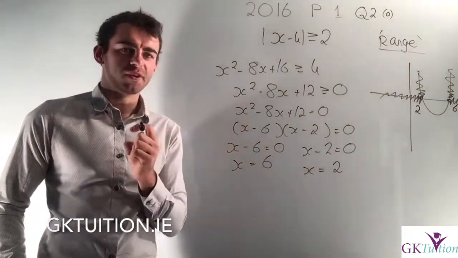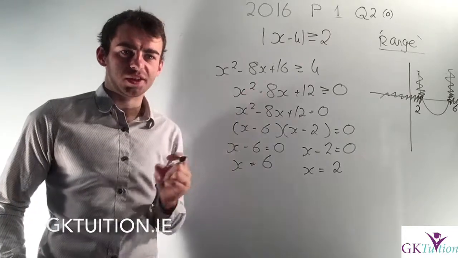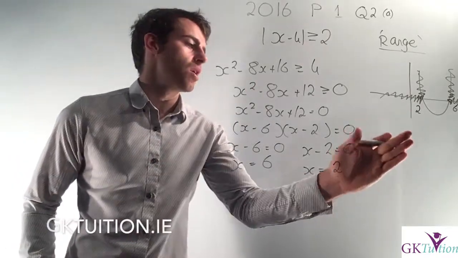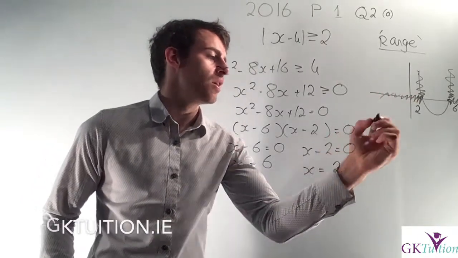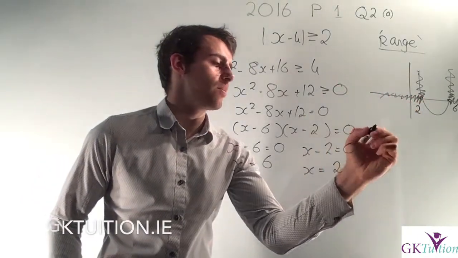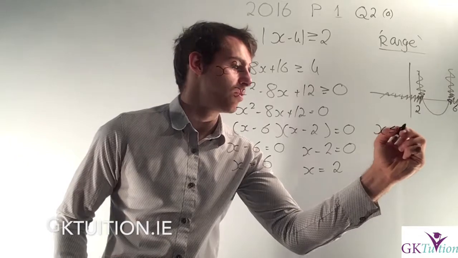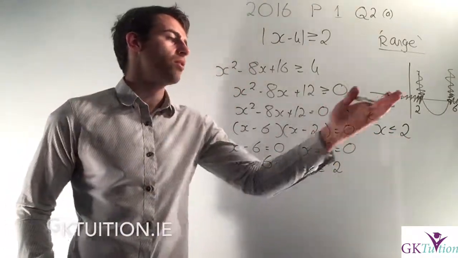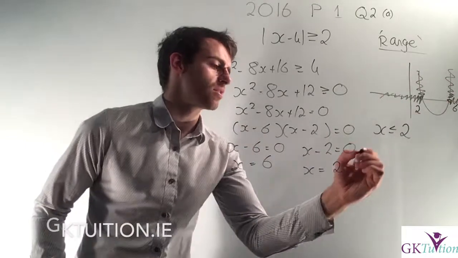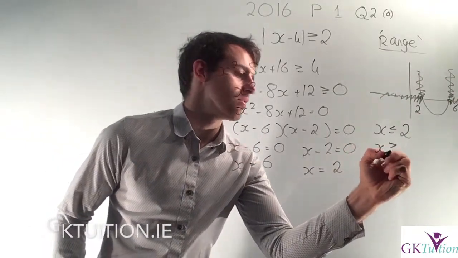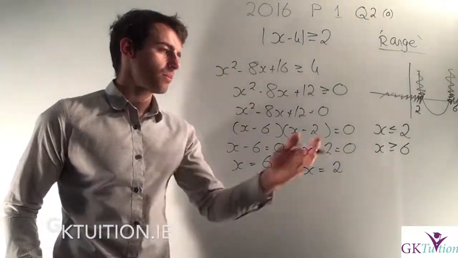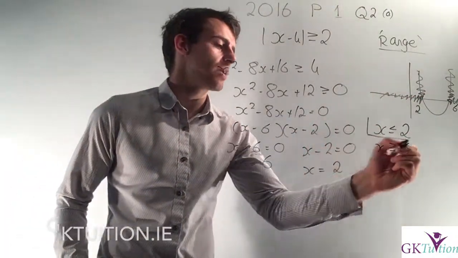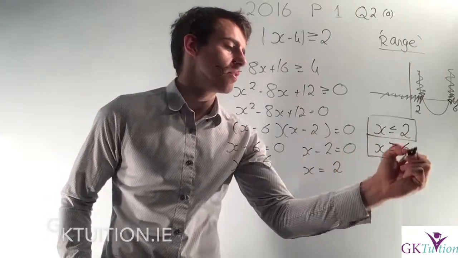Now the one thing you have to notice is that's two different regions. If it's two different regions, it has to be two different answers. So to describe this section, the one to the left of 2, that means that x is less than or equal to 2. That's a range. That's a range of values. The other section is to the right of 6, so that's when x is greater than or equal to 6. Again, that's a range of values. So my two answers in that case are x is less than or equal to 2 and x is greater than or equal to 6.